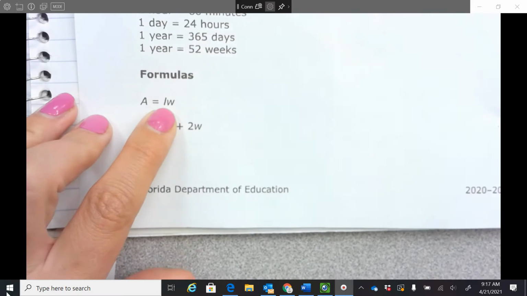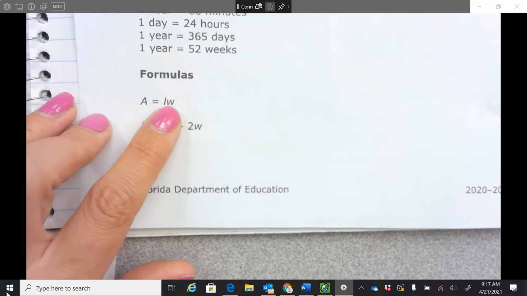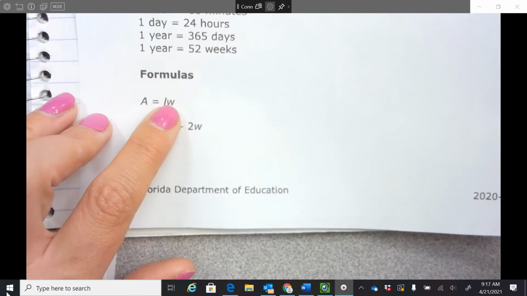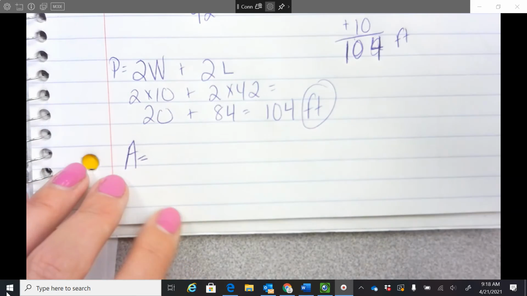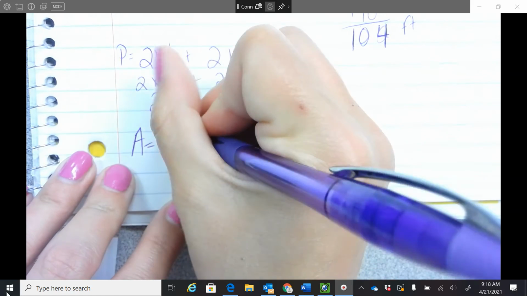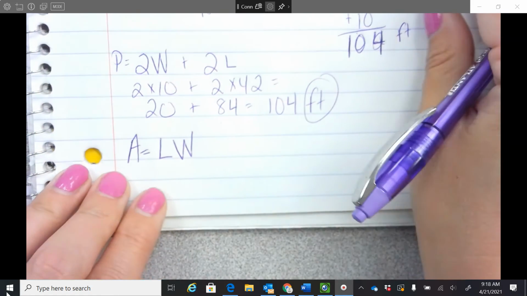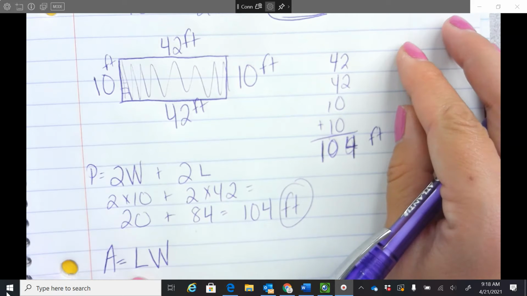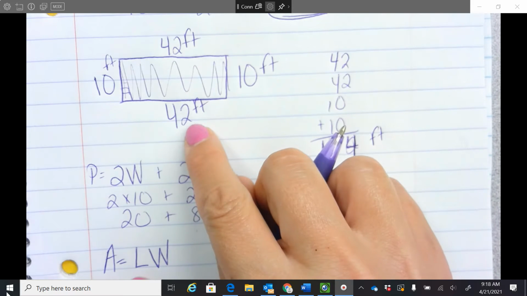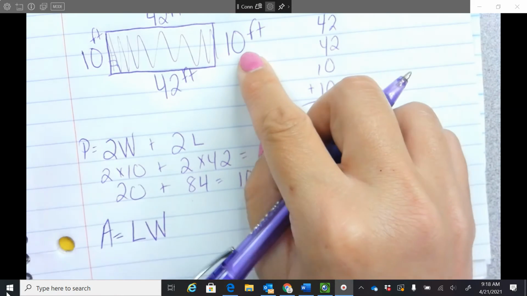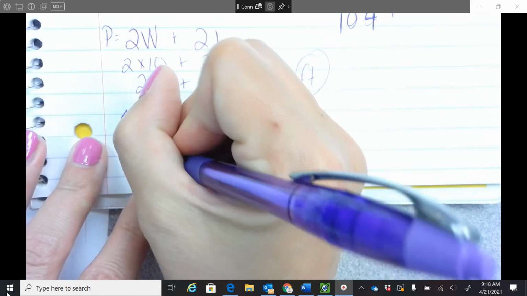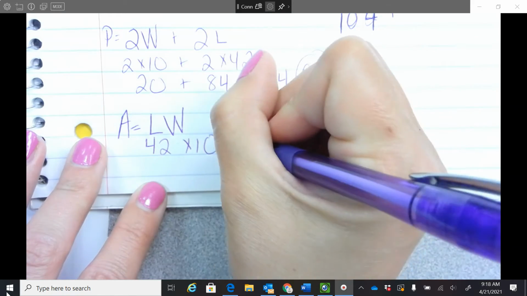It says area equals LW. Does that mean we add them together, or what do we do? It's the length and the width. Yeah, remember when you see two things together like that, you multiply them. So we're going to multiply length times width. So area equals length times width. So what's our length? 42. And what's our width? 10. So we're going to multiply 42 times 10.